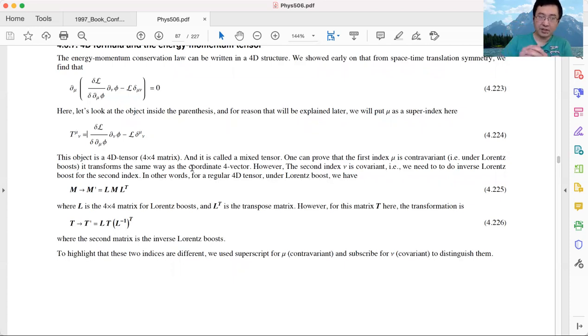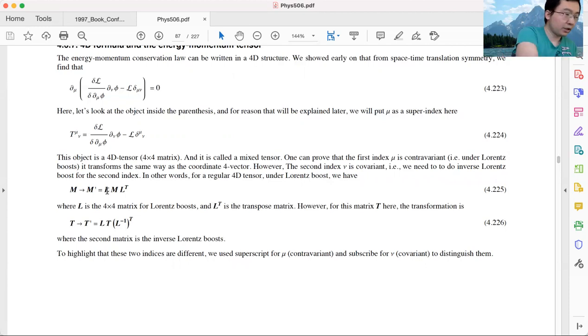And more importantly, this 4 by 4 matrix needs to follow the following transformation under Lorentz boost. Suppose M is a rank 2 tensor. Under Lorentz boost, it will become M prime, and this M prime should be equal to M multiplied by L from the left side and the transpose of L on the right side. And this L is the 4 by 4 matrix of Lorentz boost.